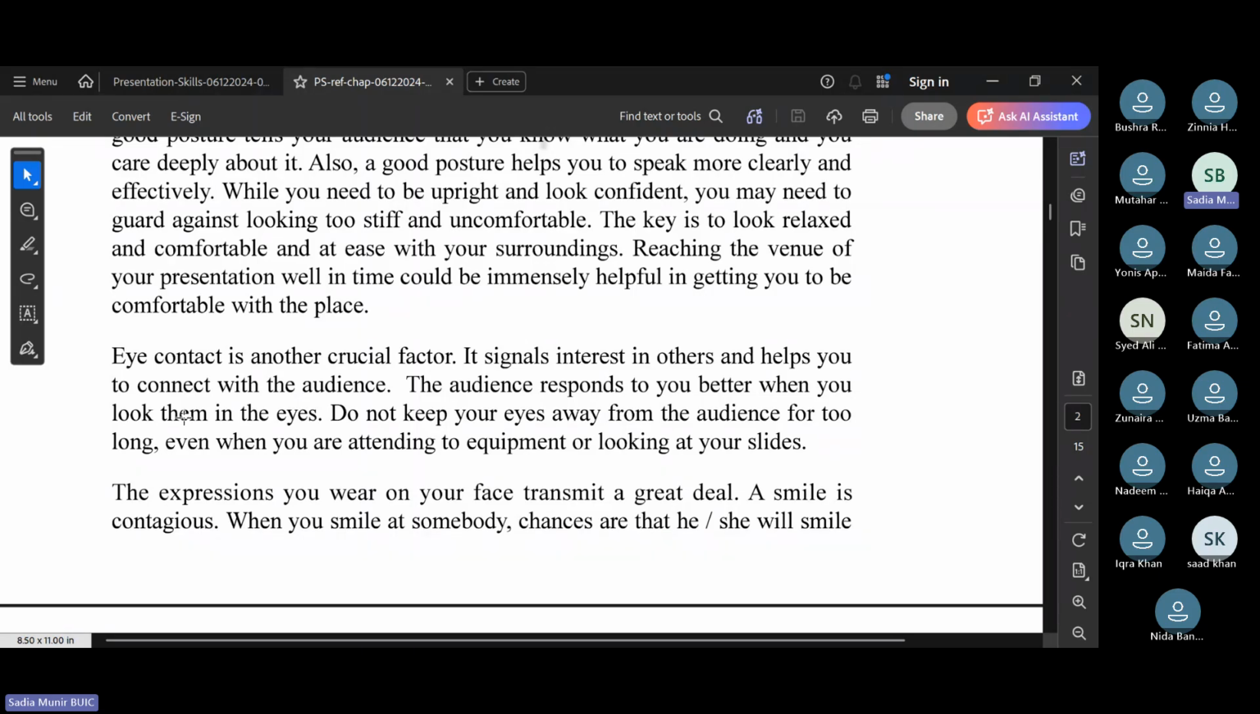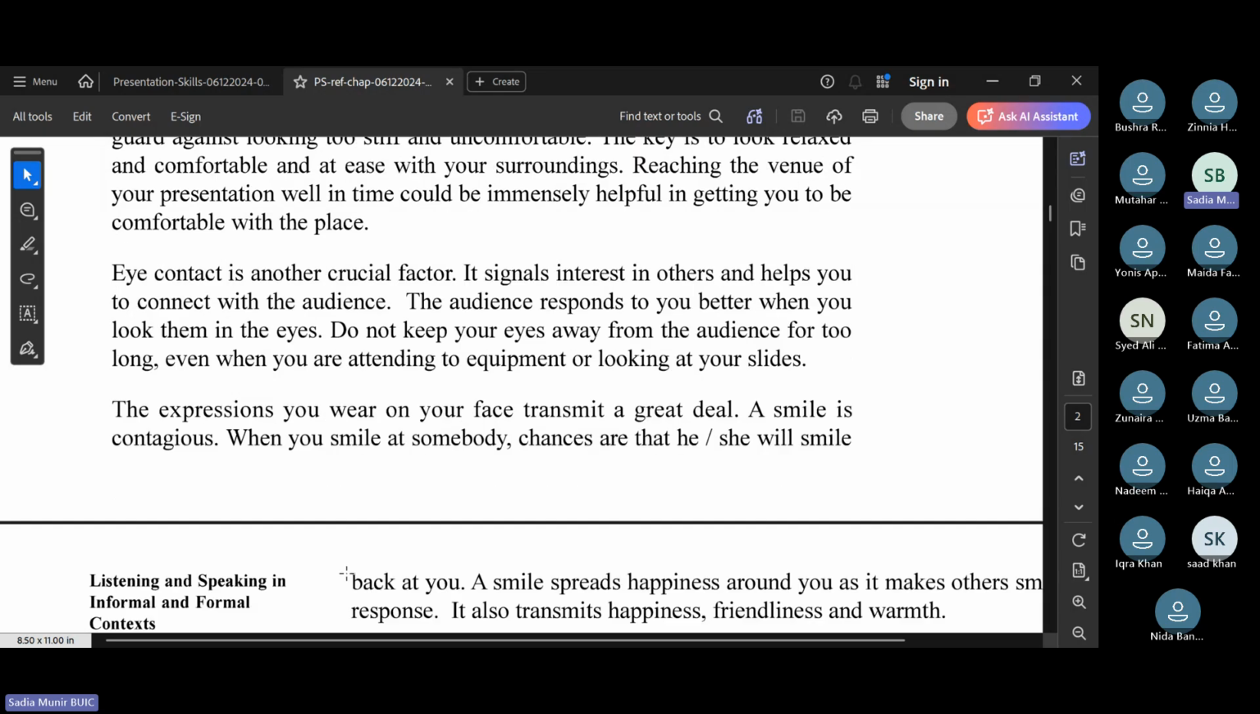Okay? The expression you wear on your face transmits a great deal. A smile is a contagious phenomenon. इसलिए स्माइल करना, अपने फेशियल मसल्स को रिलैक्स रखना बहुत ज़रूरी है. Do not make them too stiff.